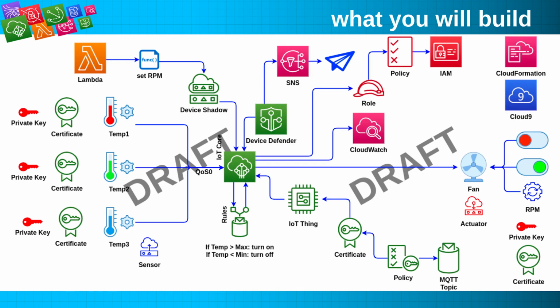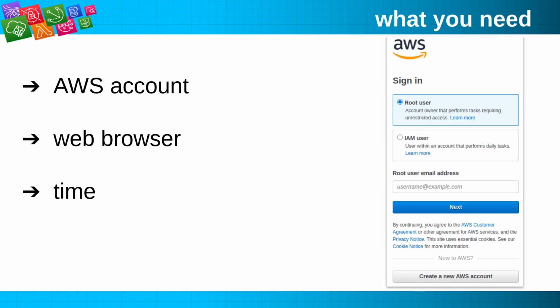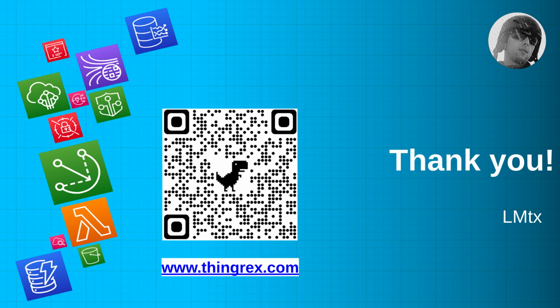This is the high-level overview of the IoT system you are going to build during this course. It might look complex, but at the end of this course, you will understand every component and will be able to customize it to meet your needs. Please be aware that the final architecture might be different in the released course. So what will you need to participate in this training? You need the AWS account, web browser, and time to watch lectures and experiment with this solution to gather hands-on experience.